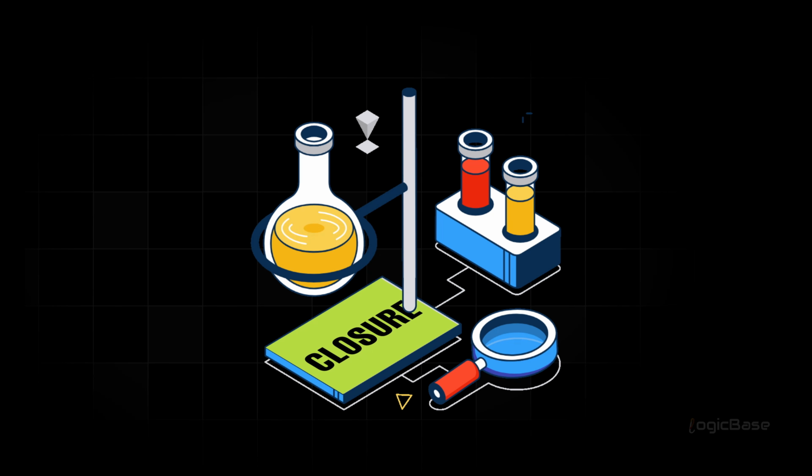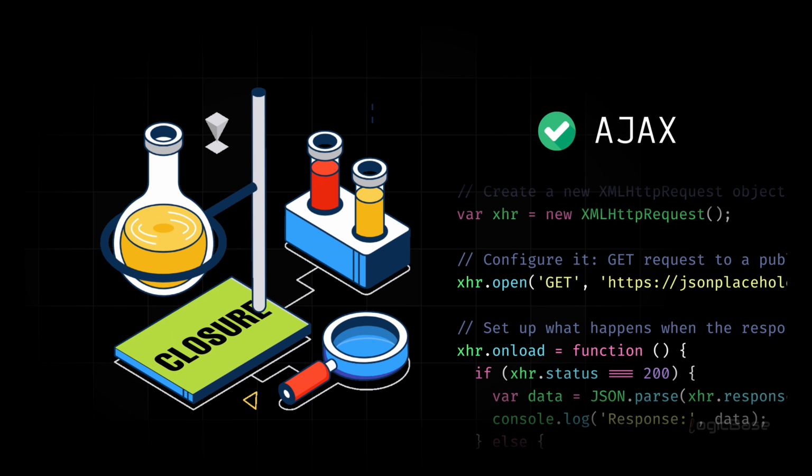Now, let's see another practical example of closures. In typical JavaScript applications, we often make AJAX requests to fetch data from an API URL.